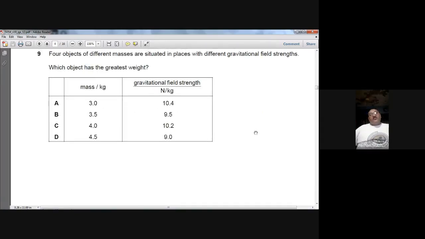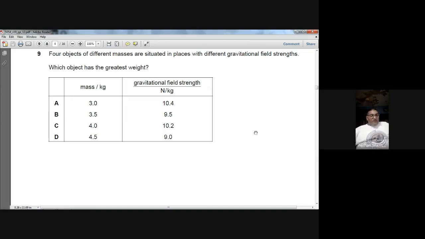Question number 9 is on your screen. 4 objects of different masses are situated in places with different gravitational field strengths. Which object has the greatest weight? So here the mass is given and the gravitational field strength, which you call small g, is given. You have to calculate the weight of every object, and then decide which one has the greatest weight. So take your calculator, take a notebook, and calculate the weight for every object.